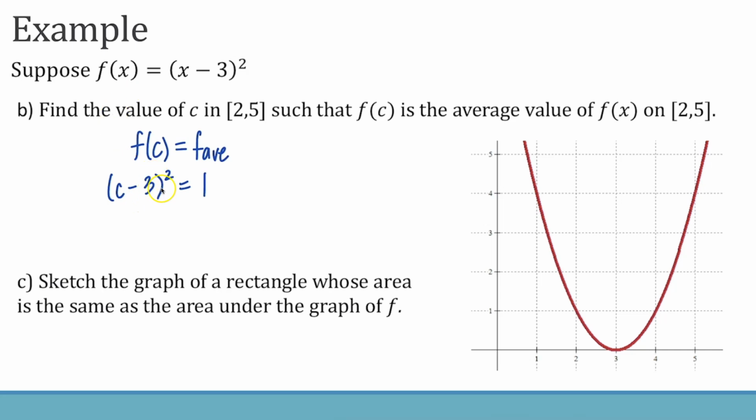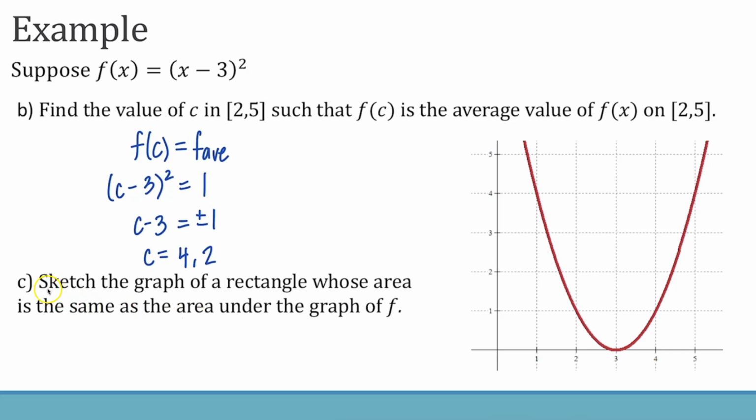So now let's solve for c. If I take the square root of both sides, I'm going to get c minus 3 is equal to plus or minus 1. And if I add the 3 to the other side, I'm going to get two different values: 3 plus 1, which is 4, and 3 minus 1, which is 2. Well, the mean value theorem says there is at least one value for c, but there can be two. And so let's talk about why both values do work.